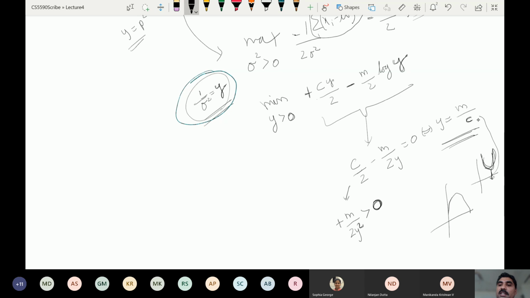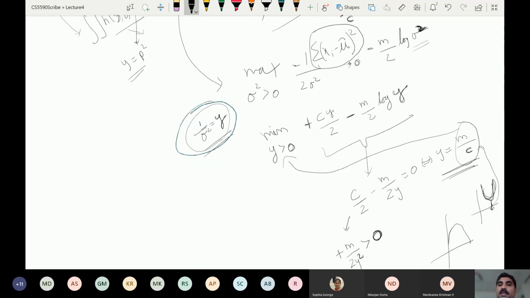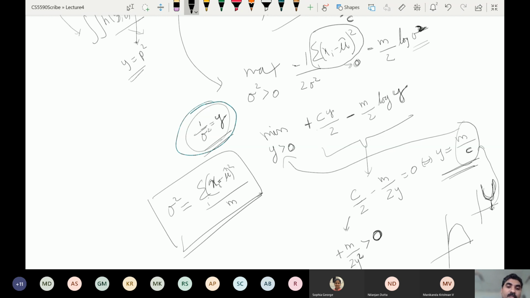And what is the next thing we have to check? Is this inside my constraint set? Is it inside always? Yes, because C is always greater than 0. Right, that I know. So whatever this is, that should be the answer for 1 by sigma square. So what is sigma square? It is C by M. But what is C? Sum of Xi minus mu hat square, divided by M. So is it the same formula you got earlier? Yes. This is the same sample variance, right? Okay.